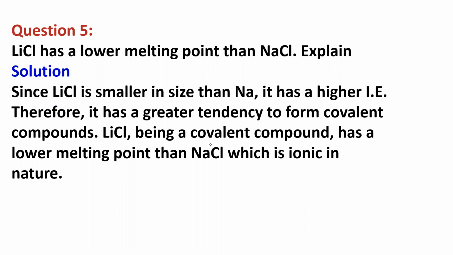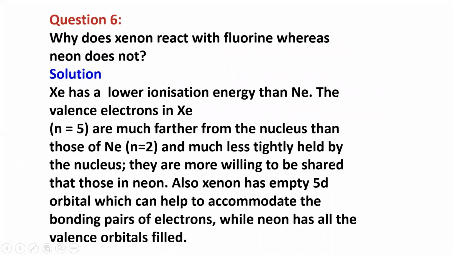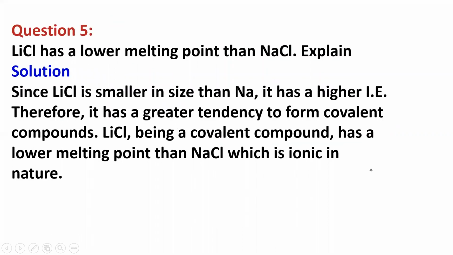So the outermost configuration for lithium is 2s1, whereas for sodium it is 3s1. One more shell is added, that is an extra orbit. So lithium has higher ionization energy because it is smaller in size than sodium. Which means if you want to remove the electron from lithium, it is very difficult when compared to sodium because the lithium atom is very small in size, so it has more nuclear attraction.